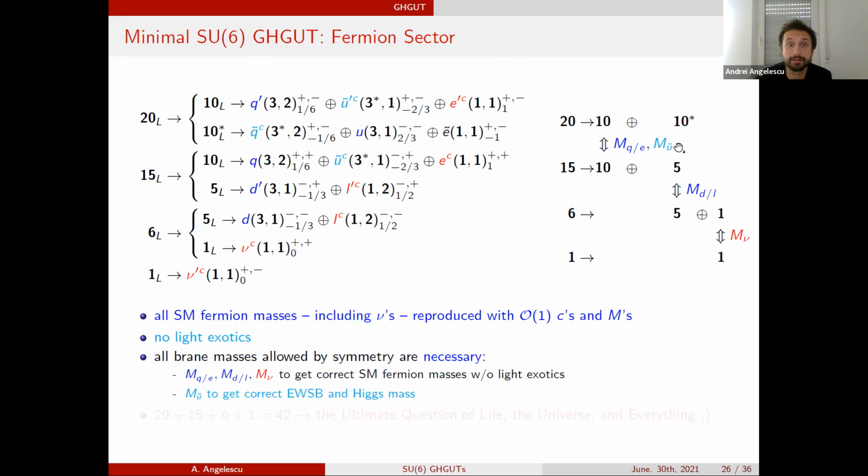And maybe something interesting to note about the fermionic sector. This is one generation, and if you sum the dimensions of the representations, you get a number which you might have seen before. That's a bonus, so to speak. Right.